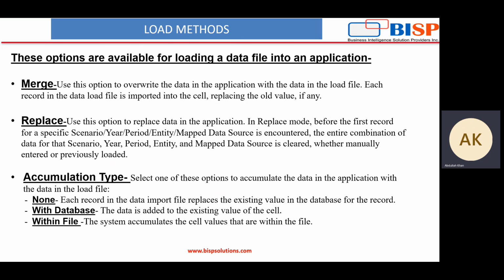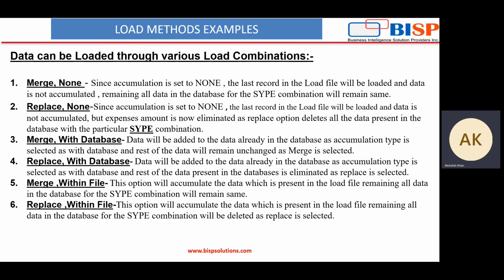Then the last accumulation type is the within file. This will accumulate the cell values that are within the file. We'll be able to understand this much better when we do the examples for the same. So these are the various combinations which can be used to load the data: merge with none, replace with none, merge with database, replace with database, merge within file, and replace within file. We'll try to use all these combinations one by one while importing the data into the application, and we will do it with the same CSV file that we have exported from the application.